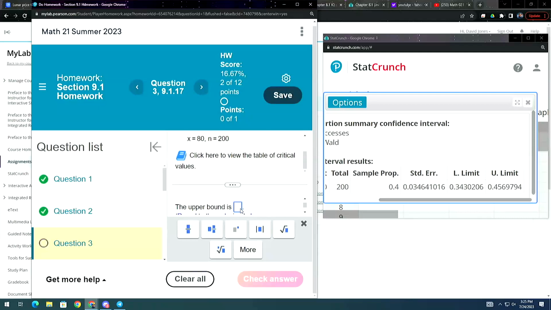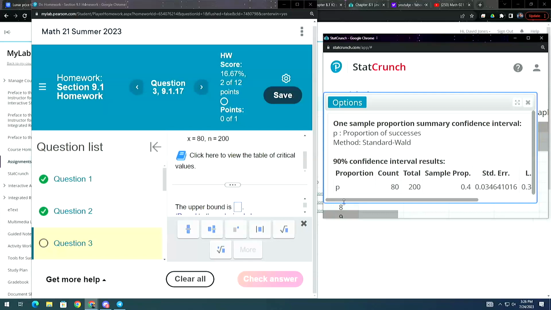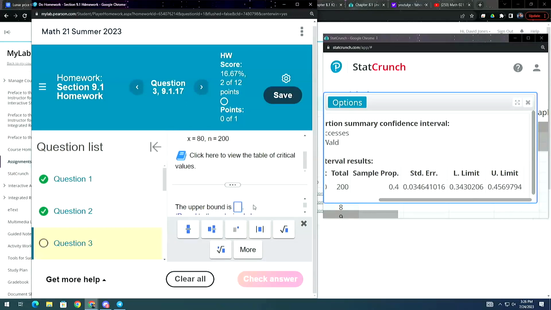Okay, when you put the 90% confidence interval in on the thing, did you put 0.90 or just 90? I put 0.90. You want to do it as a decimal, and if you do it correctly, it tells me what it is. So if you put 0.92, this is going to say 92%. Upper bound here to 3 decimal places is 0.457.